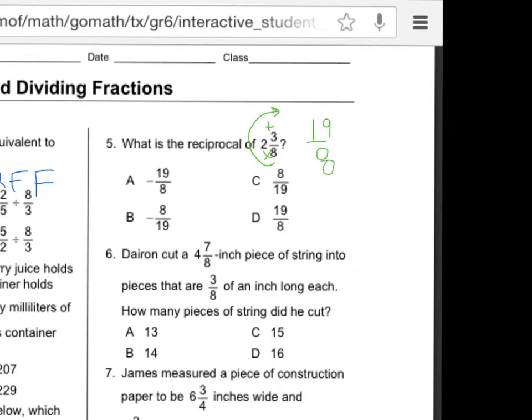A lot of you chose 19 eighths, but did you flip it? No, the reciprocal is when you simply flip it. That's the keep, flip, flip part. Should have been C.